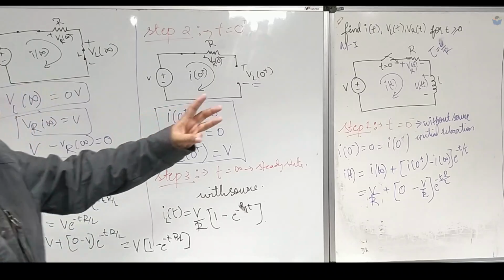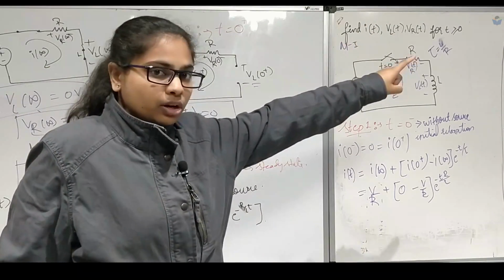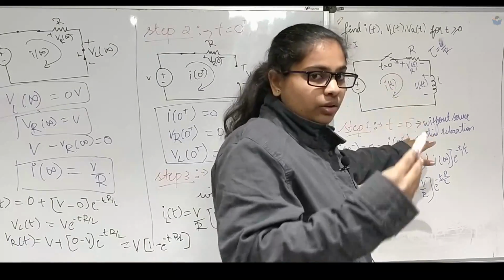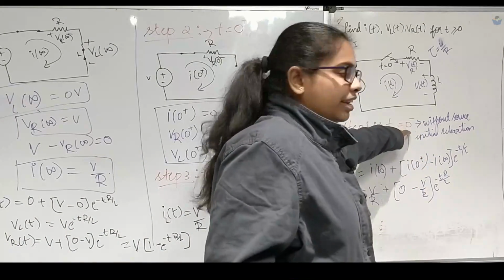So basically what they have asked for is when t is greater than or equal to 0, that means 0 minus is the initial value, so in the practical world it will never exist.